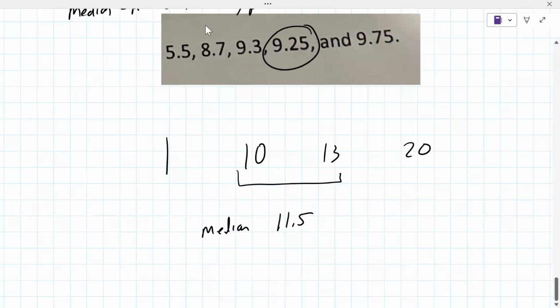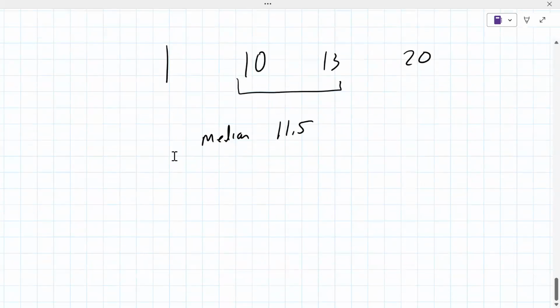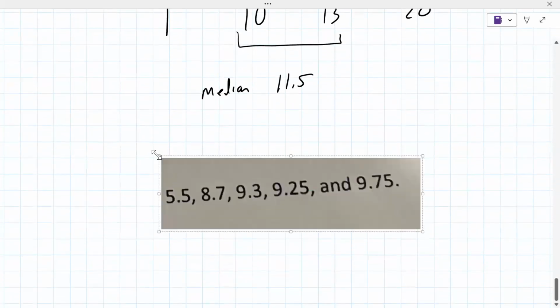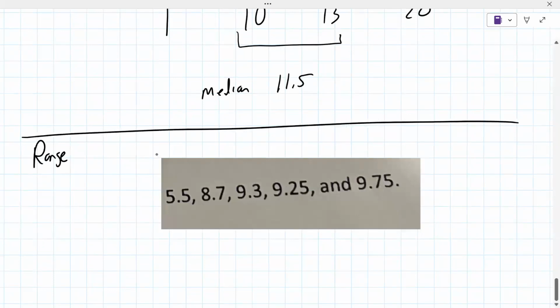All right. So now let's take a look at this data set again. Can you tell me the range of this data set? If you need help, I'll define this. I will give you that. 4.25. Okay, how did you come up with that? You subtract 5.5 from 9.75. Yeah, so the max minus the min.